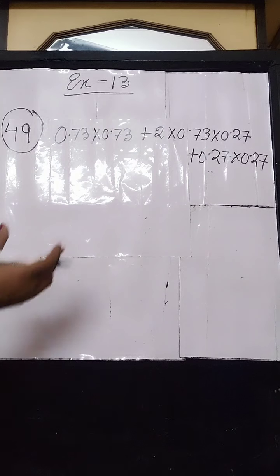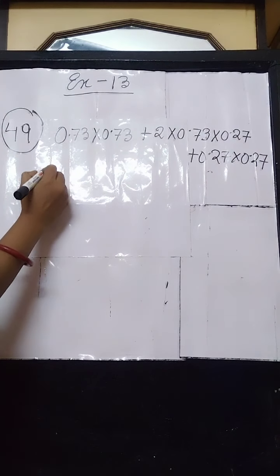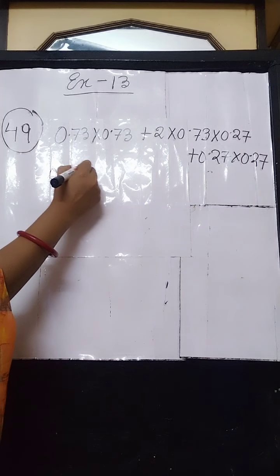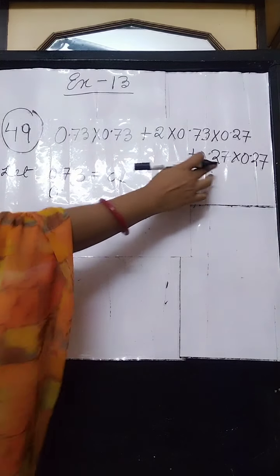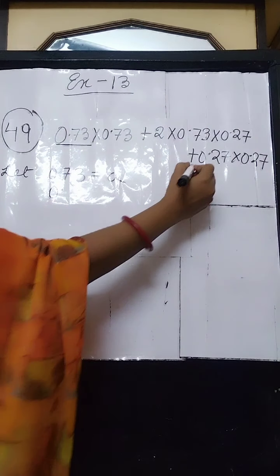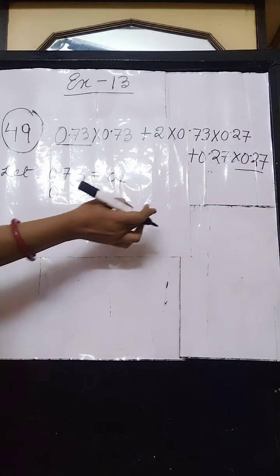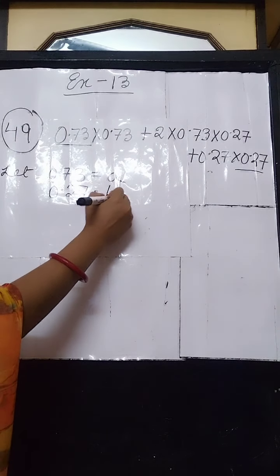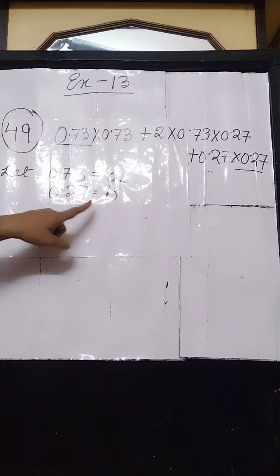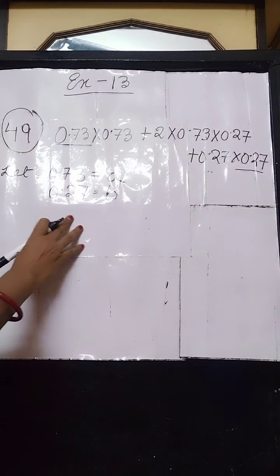So if we consider 0.73 as A and 0.27 as B, the first and the last term, we are assuming them as A and B respectively. We are assuming the first term 0.73 as A and 0.27 as an algebraic expression B. For our convenience we are doing this.